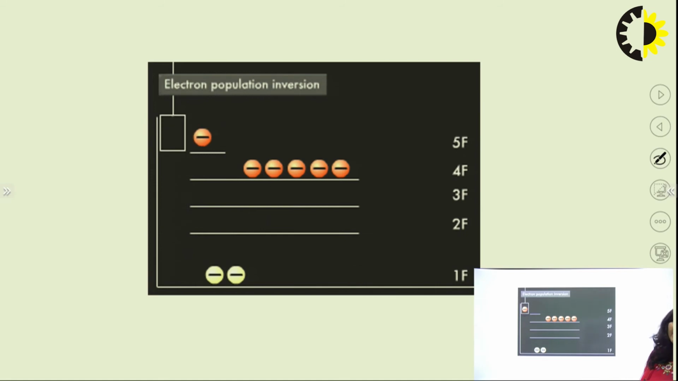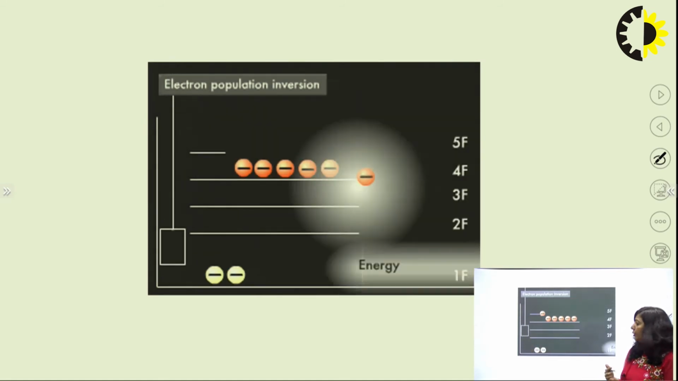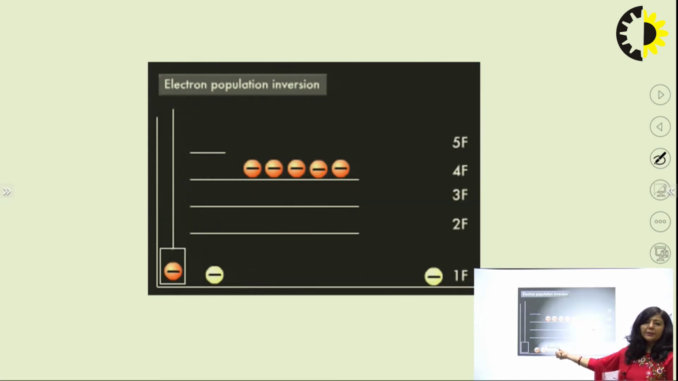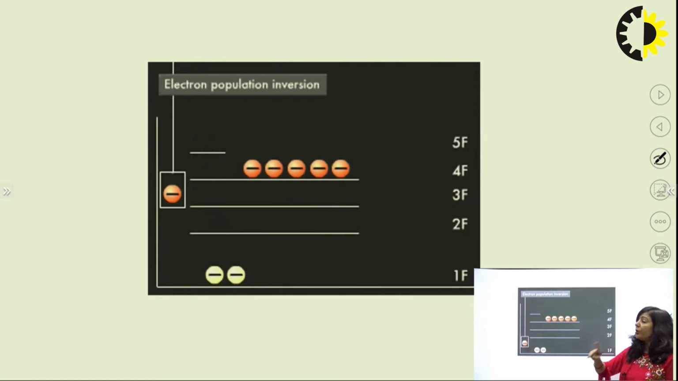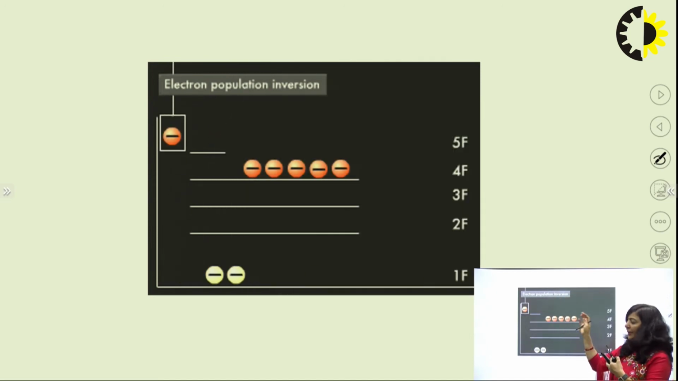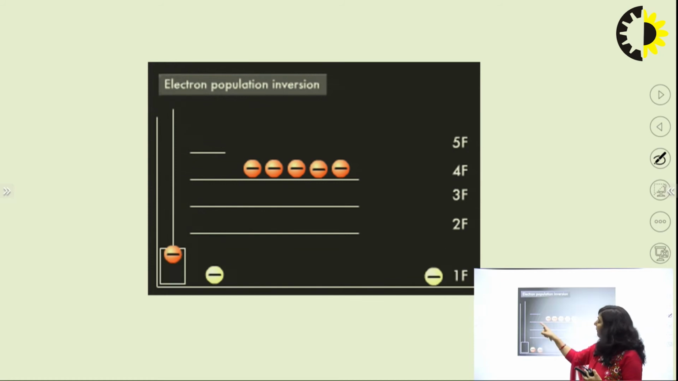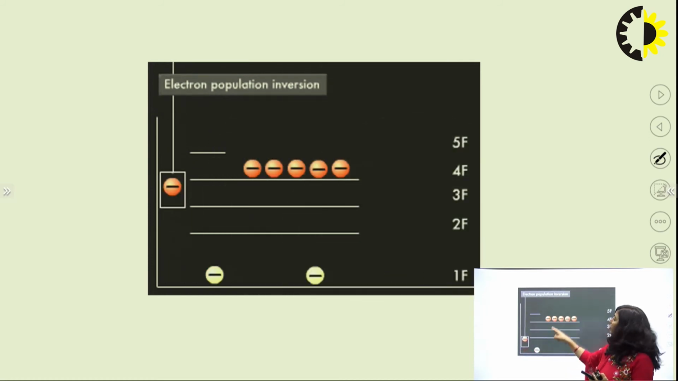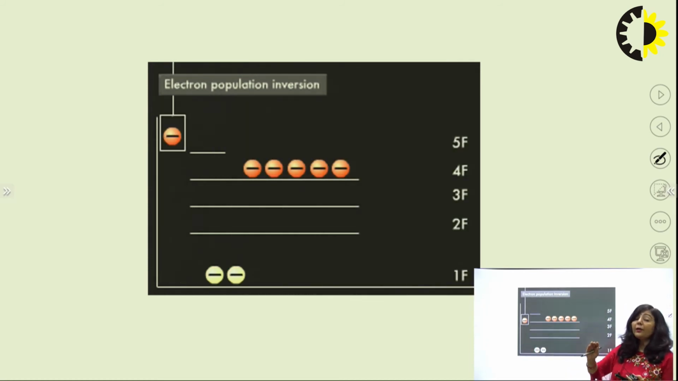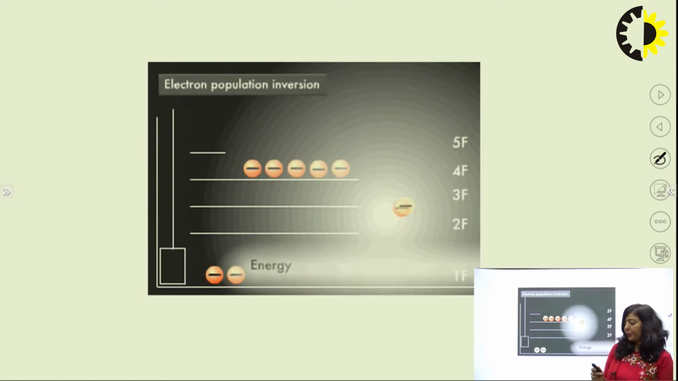You can understand through this animated diagram what the meaning of population inversion is. Initially, the population of the ground state is much higher, but for stimulated emission, greater population is required in the high energy level. So you are not introducing electrons from outside or from any external agency. You have to pump the electrons from the ground state to the excited state, so that you get greater population in these high energy levels as compared to the ground state. That is the meaning of population inversion.